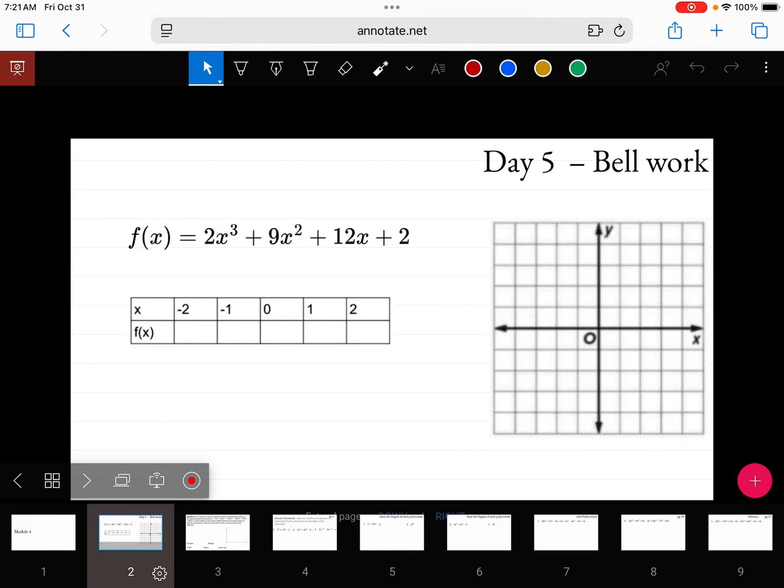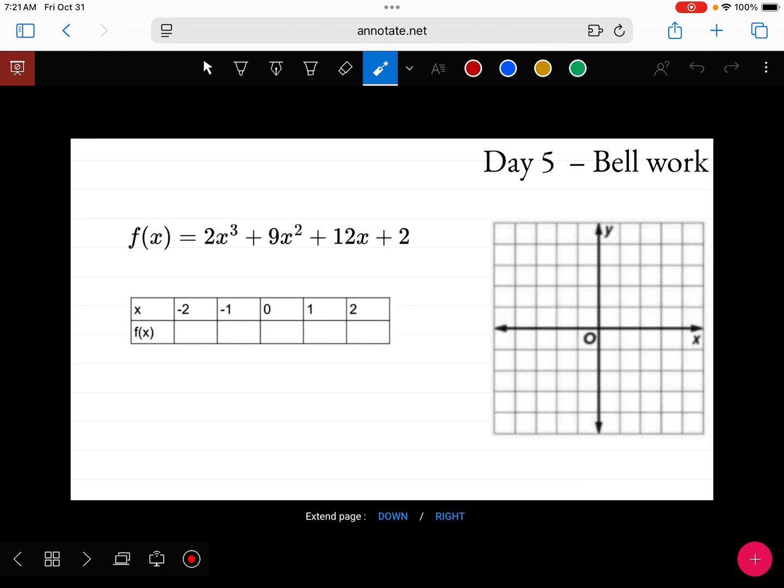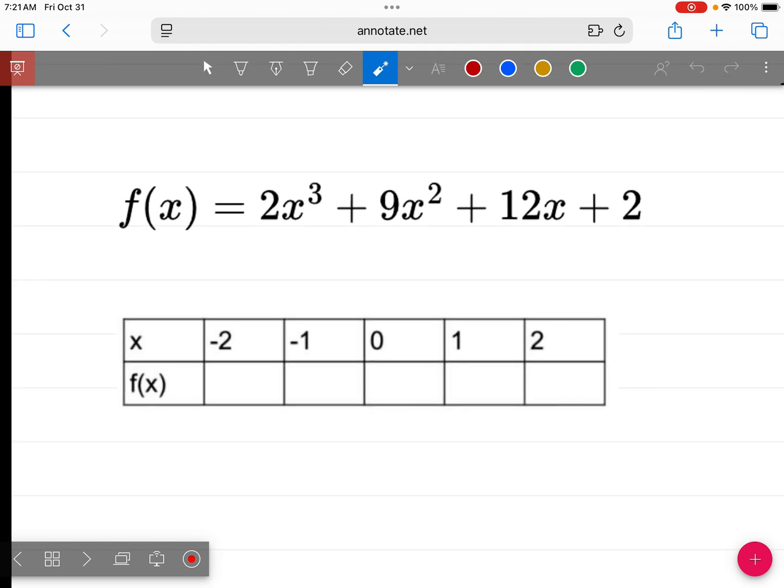So when we're working with things like this for our bell work, we're just going to start doing some substitution. We're picking x values. They've picked some for us here to start. We can always use a little more if we need to get a good idea of what's happening. But mostly what we're going to do is take these and substitute them in, typing them into the calculator, being very careful.